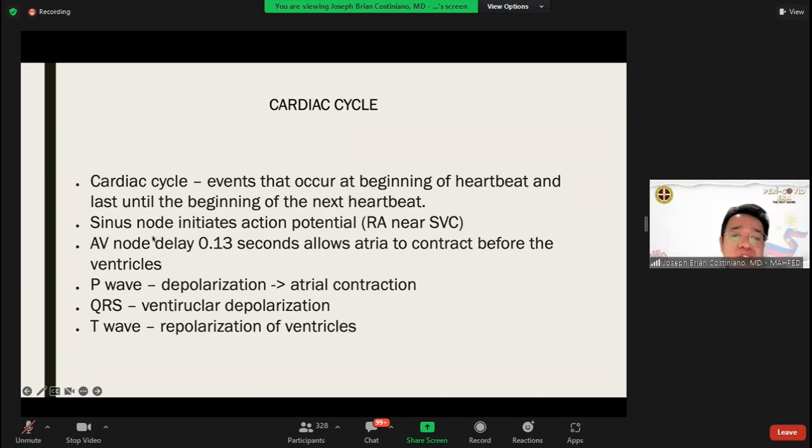Okay, so itong sinus node, it initiates your action potential and its location is in the right atrium near your superior vena cava. Okay, ito yung tinanong sa amin na lumabas sa physio. RA near your SVC. Okay, so there is an AV nodal delay of about 0.13 seconds, which, as I've said earlier, allows the atria to contract before the ventricles. So your P wave corresponds to atrial depolarization, and because of that depolarization, it will cause atrial contraction. QRS, ventricular depolarization, and T wave is repolarization.